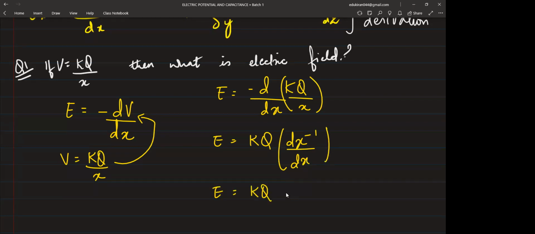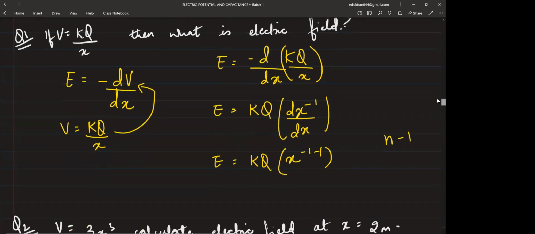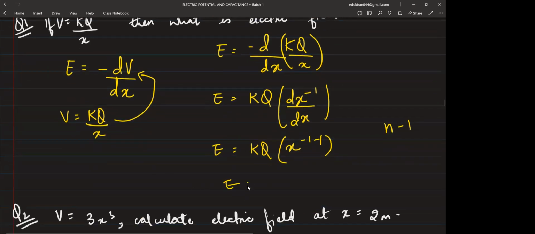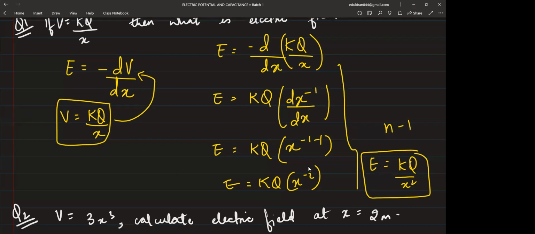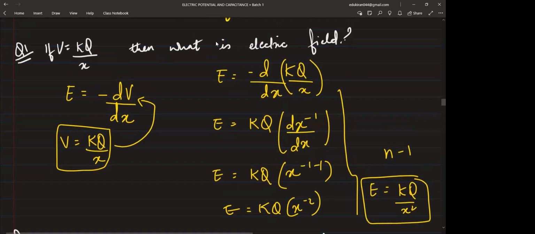So k q, x to the power n, where n is minus 1, so n minus 1 is minus 2. So E is equal to kq x to the power minus 2. Let's bring x in the denominator. So E will be kq by x squared. This is the relation of electric field from potential. This is the only method you can use. Note down this question too.